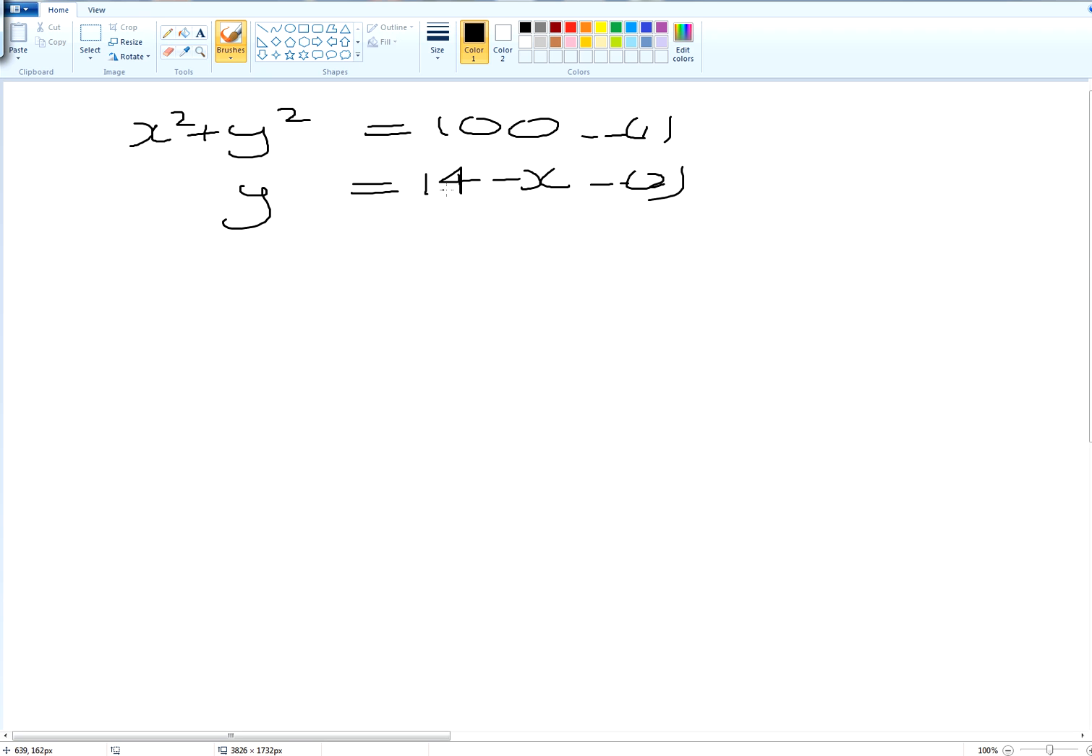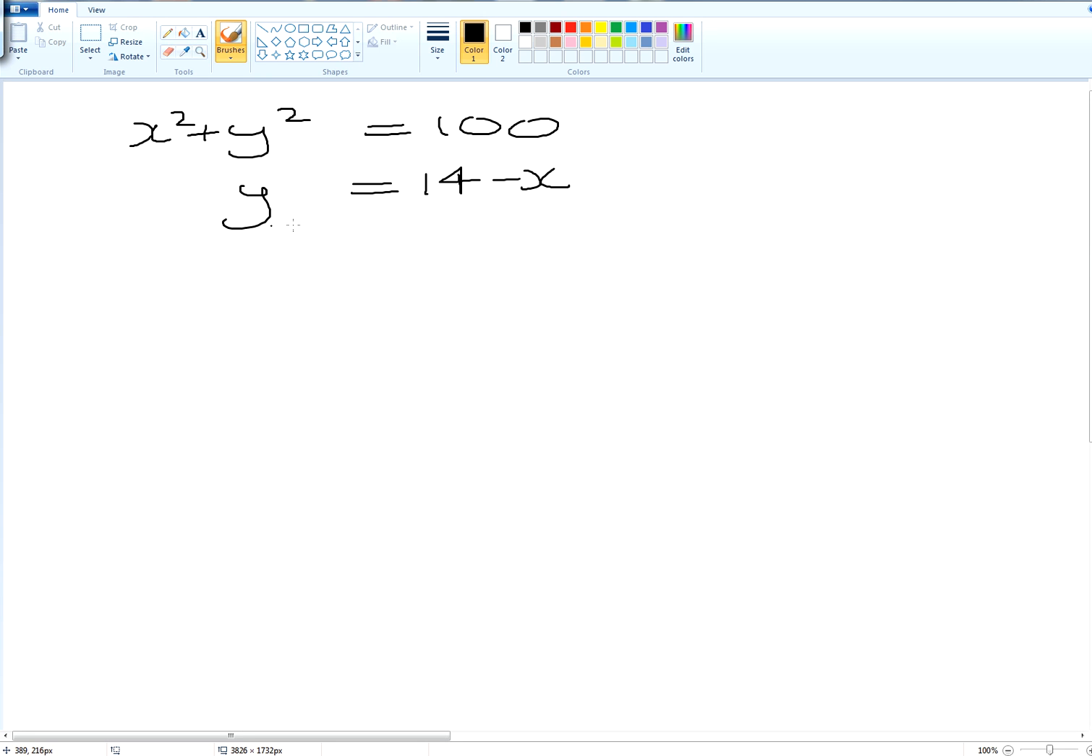Now, what we need to do in this particular question. We've got two equations. These are simultaneous equations, grade A star questions. We need to solve it.